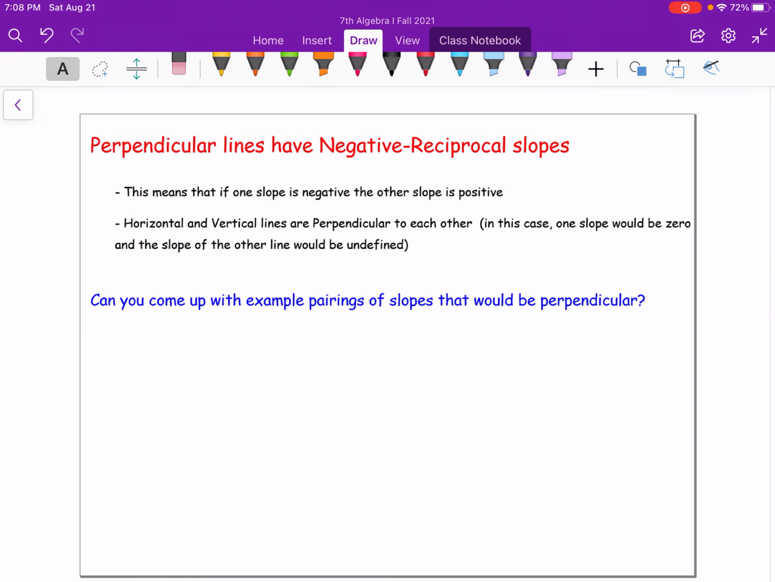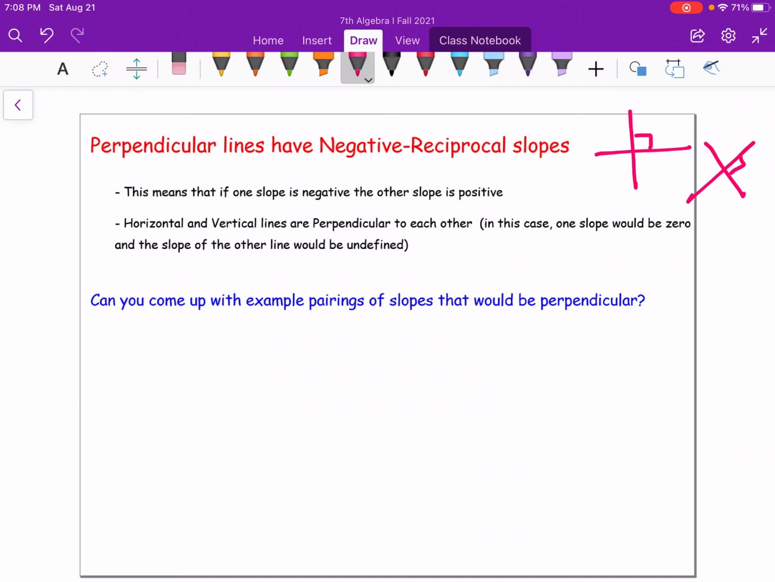Perpendicular lines have negative reciprocal slopes. So perpendicular lines look something like this. They are two lines that come together specifically at a right angle. They don't have to look like the coordinate plane, though. They could look like this as well. But they come together at 90 degrees. So if one slope is negative, the other one's positive. And then horizontal and vertical lines are perpendicular to each other. So one has a slope of 0, and the other slope would be undefined.